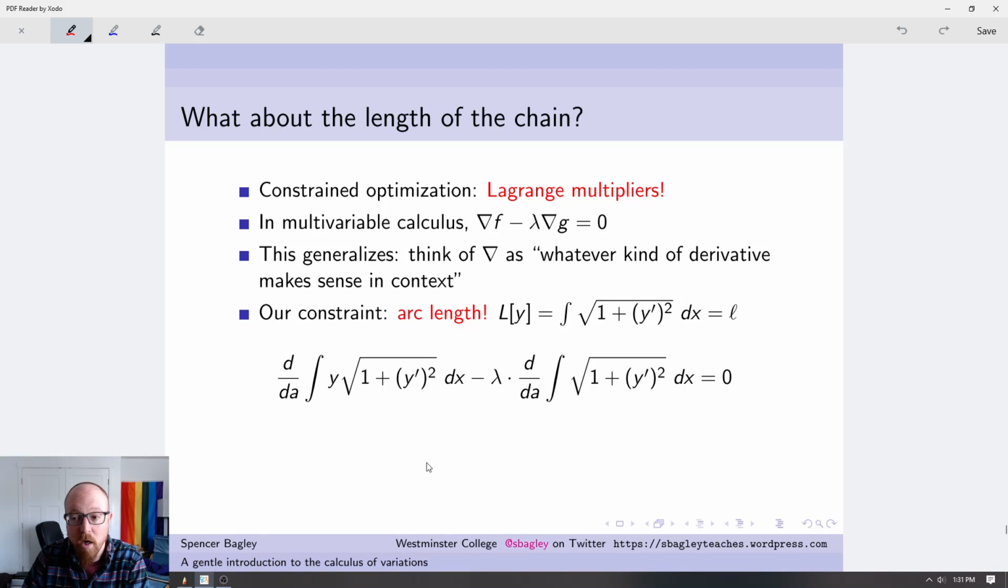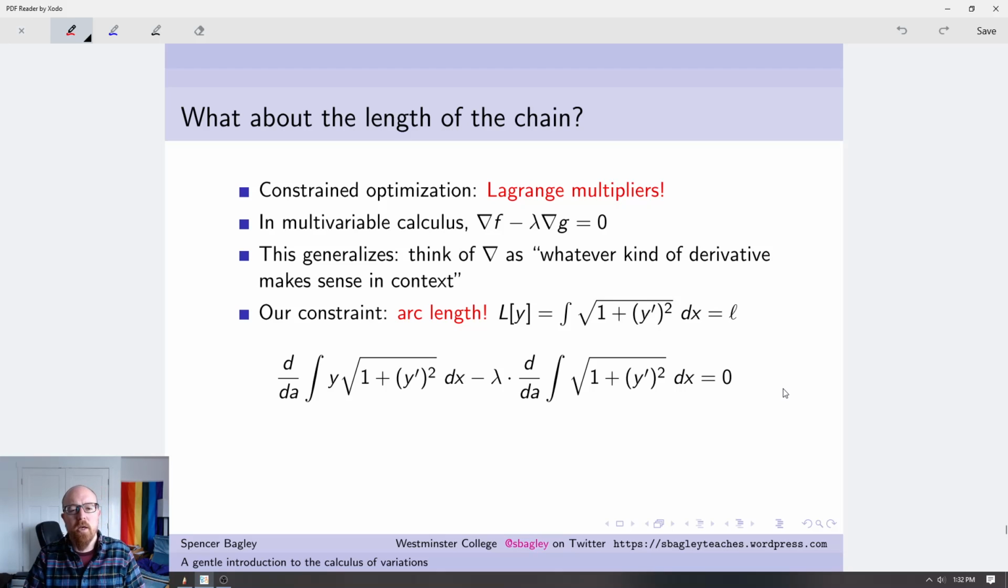The derivative that we care about is the derivative with respect to a of feeding a wiggle into the functional. I maybe should have written this with w's, but that was confusing when I tried to write it down, so I didn't. So here's our derivative thing that we're trying to optimize. This is our GPE functional. Lambda the Lagrange multiplier, derivative that makes sense in context, arc length functional. Okay, and then this is all supposed to equal 0.